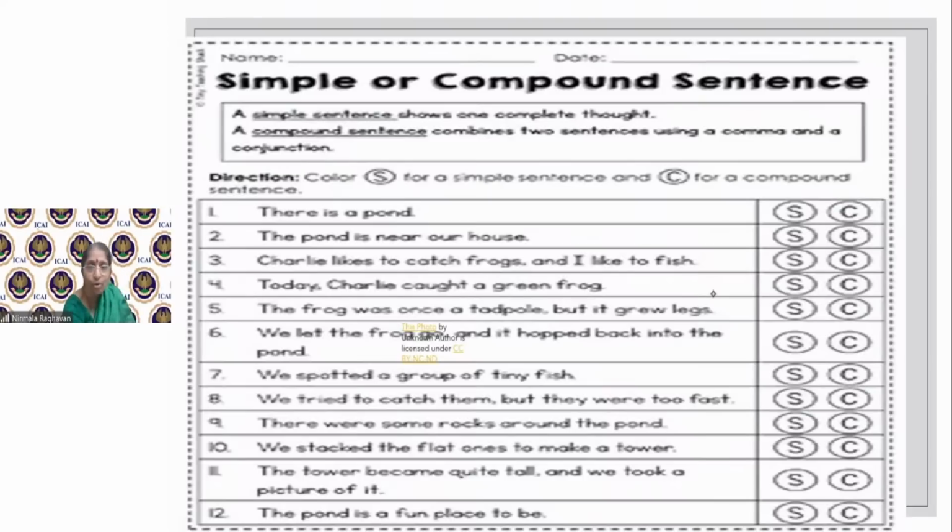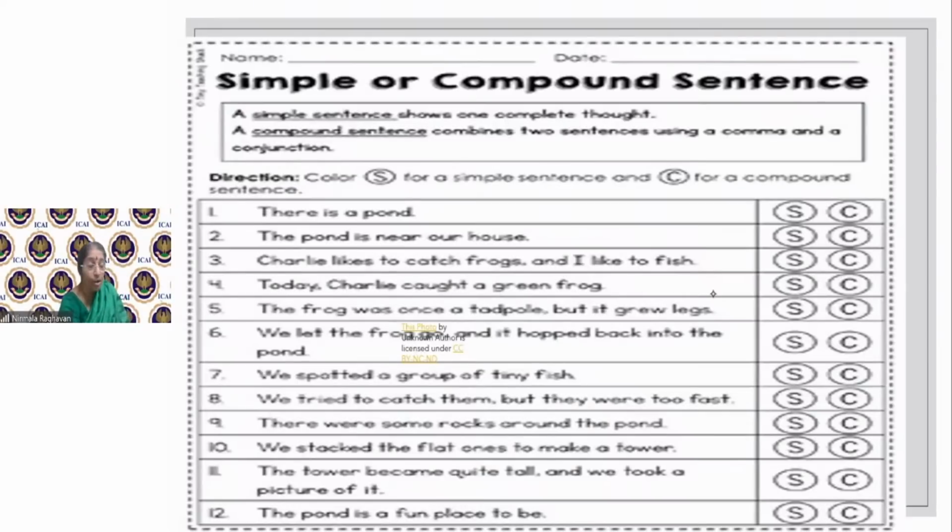We let the frog go, and it hopped back into the pond. It hopped back into the pond is a main clause. We let the frog go is also a main clause. Sixth one not visible. Yeah, I'll take it. Then we spotted a group of tiny fish. Simple. We tried to catch them, but they were too fast.